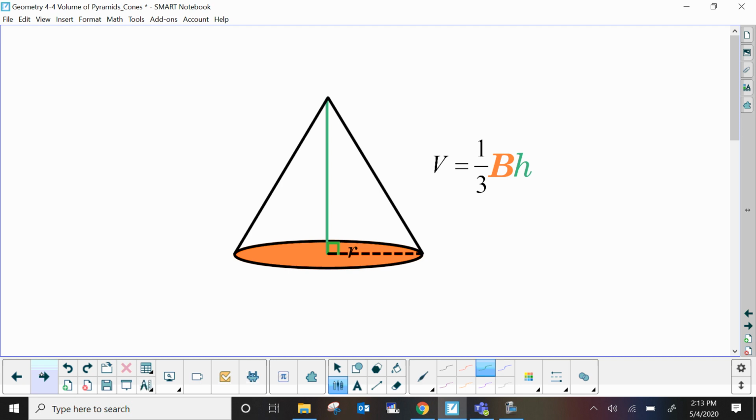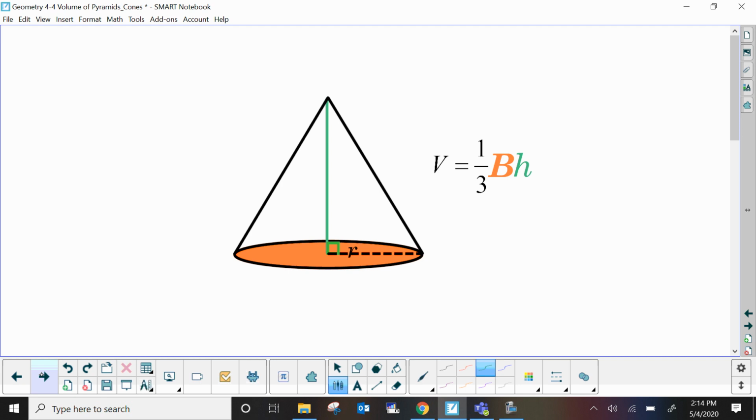All right, let's look at a cone. Here is a cone. Look at the formula. The formula is the exact same as the pyramid, just like the cylinder was for the prism. The only difference is we can't call a cone a pyramid, because the base is a circle. It has no sides, so it can't be a square or rectangle.